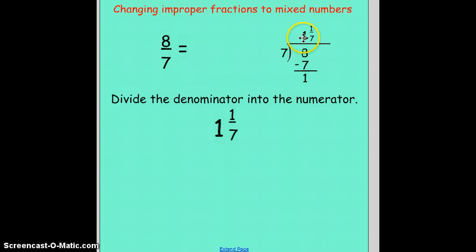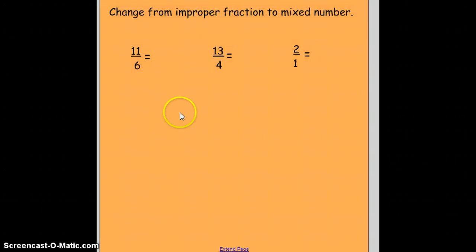So here we divide 7 into 8, goes once. And we subtract 8 minus 7 gives us 1 as our remainder. So then we take what's left over, because what's left over goes up on top, because it's a numerator. Numerators go on top. It goes over the denominator, over the divisor, and we have 1 1/7. All right, now you have these three to copy into your notebook and work. Pause the video. All right, let's check.